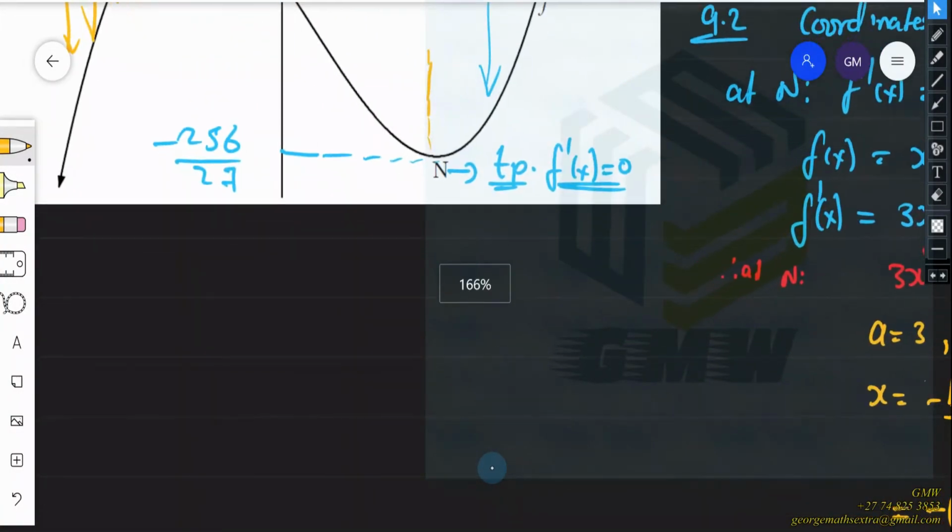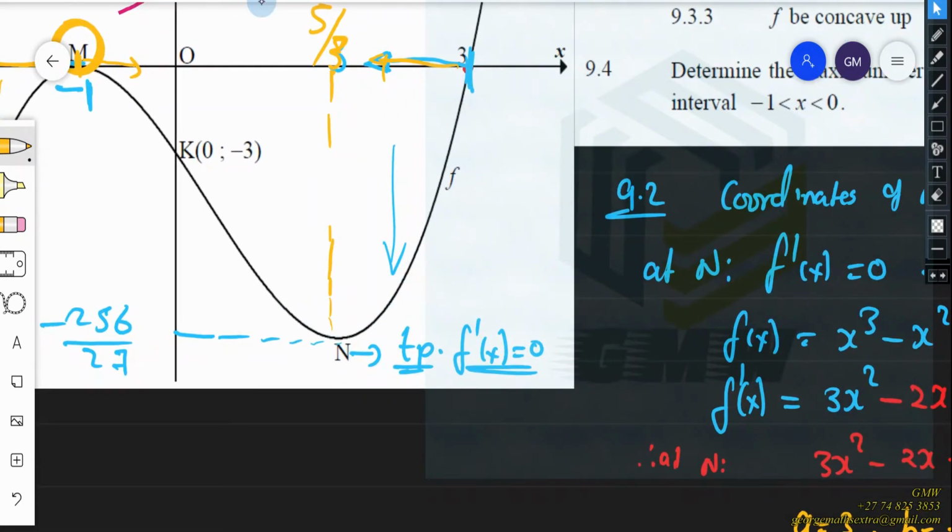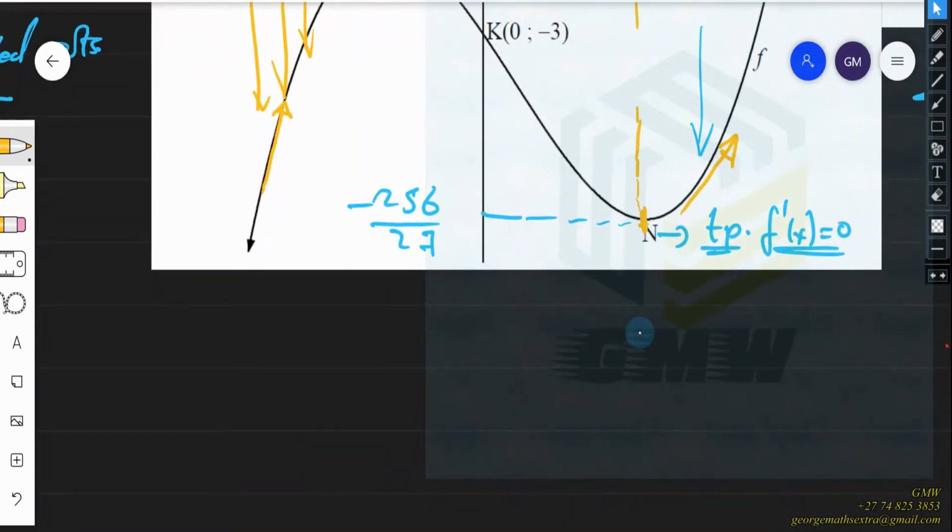So if we look at this graph, you can see that from negative infinity, for all the values in this direction up to -1 here, surely the function is going up. Then we also have, for all the values starting from this x value 5/3 going in this direction, for any value surely the function is increasing. So our answers for 9.3.2, I'll write them right here.